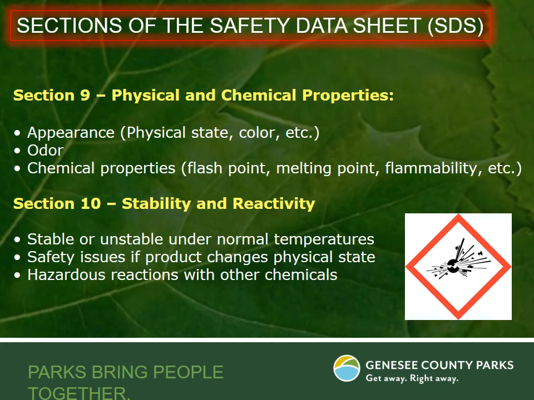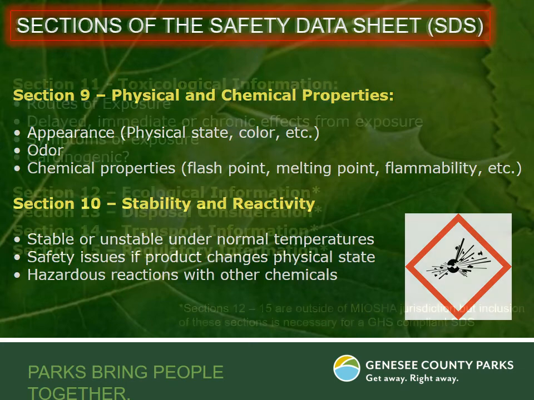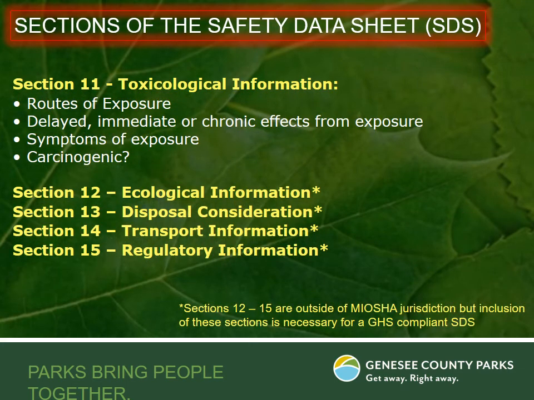Section 10 is stability and reactivity. This is of interest to employees because it lets you know whether the chemical is stable or unstable under normal room temperatures. Section 11 is the toxicological information, and that's where we find out how the chemical gets into our body through the mouth or through dermal exposure, absorption through the skin, etc. And also whether it has an immediate or a longer term effect from exposure.